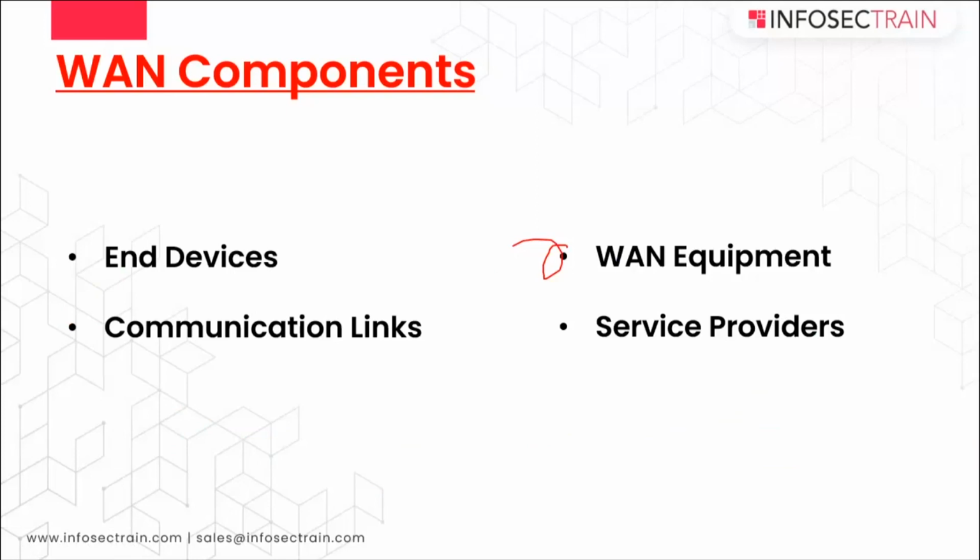Next we have WAN equipment. So WAN equipment basically includes your devices like routers, switches, firewalls, these types of devices. It includes all of these types of devices, like routers, switches, firewalls, that are used to interconnect the LANs and manage the flow of data between them, right?